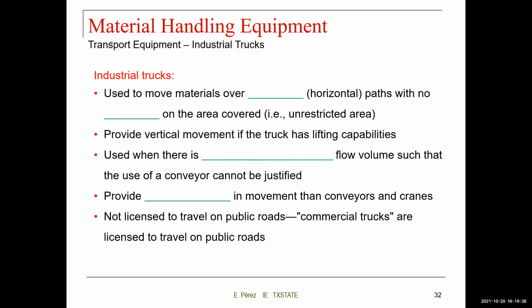And then this is the last equipment that we're going to cover. So the industrial trucks. Industrial trucks are used to move materials over variable horizontal paths with no restrictions on the area covered. They provide vertical movement if the truck has lifting capabilities. And they're used when there is insufficient or intermittent flow volume such that the use of a conveyor cannot be justified, just as the cranes.